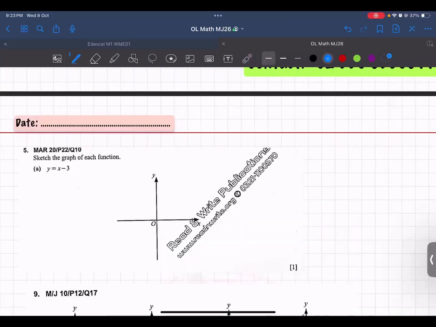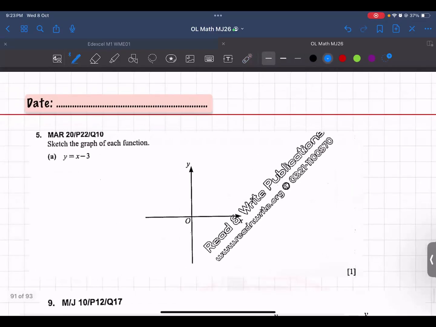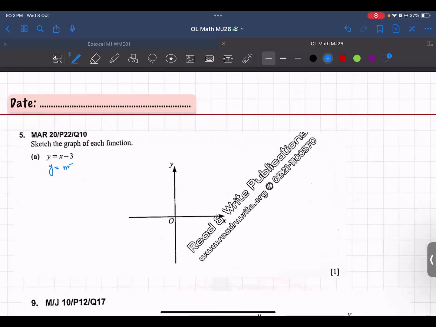Now you want the sketch of the graph of y is equal to x minus 3. This is a linear graph, you know, y is equal to mx plus c. So you need the x-intercept and the y-intercept. For the y-intercept, my x is 0, so 0 minus 3 will be minus 3. So 0, comma minus 3. And find the x-intercept, your y is 0. 0 is equal to x minus 3, so x is 3. So 3, comma 0. And now you will join them with a straight line. This is it.